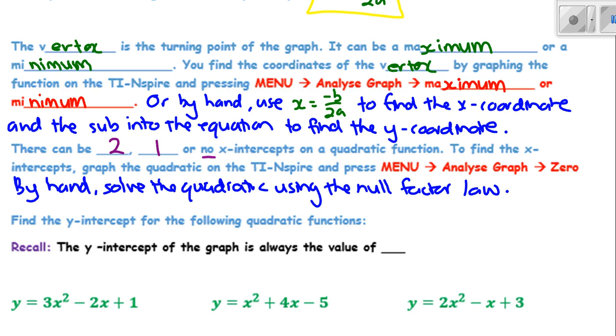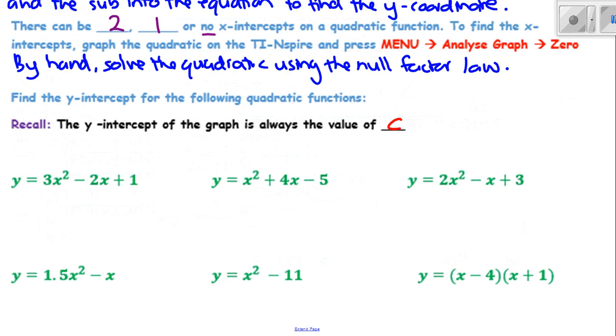Find the y-intercept for the following quadratic functions. Recall the y-intercept is always the value of, in case you didn't get it before, c. Lovely. So here I'm just giving you equations. So the value of c will be the y-intercept. I should write this. At the y-intercept, x is 0. At the y-intercept, x equals 0.